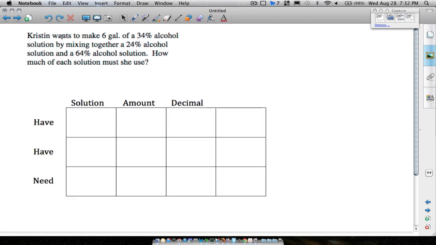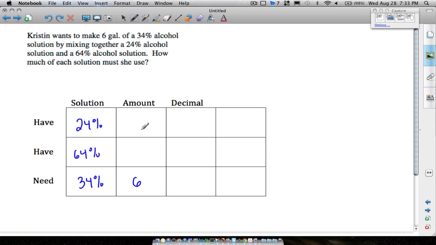All right, this next one. Kristen wants to make 6 gallons of a 34% alcohol solution. That is what she wants to make, therefore that is what she needs. The solution is 34%. The amount is going to be 6 gallons. And what's she going to mix together? She's going to mix together 24% and 64%. So therefore she has a 24% solution and a 64% solution to mix together.